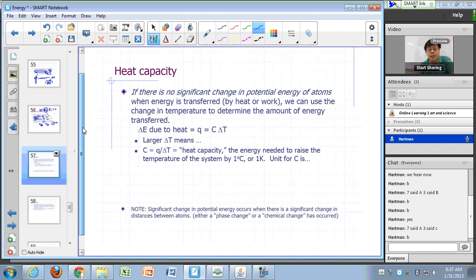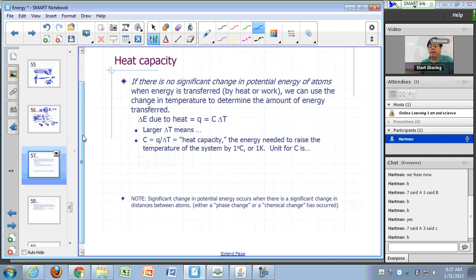All right. Let's talk now about heat capacity. Now, if there's no significant change in the potential energy of atoms when energy is transferred, remember we said by transferring energy to atoms, we can make them really separate, or come together and get trapped in a potential well, and so there can be a major change in potential energy. So if we're only dealing with changes in kinetic energy, with no significant change in potential energy when energy is transferred, we can use the change in temperature to determine the amount of energy that's transferred.